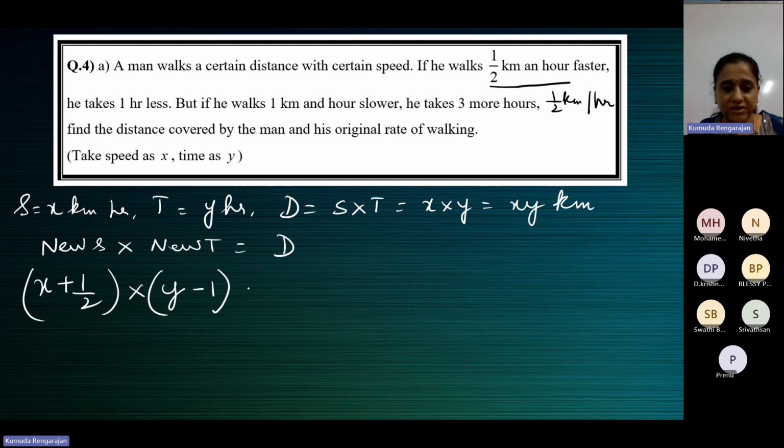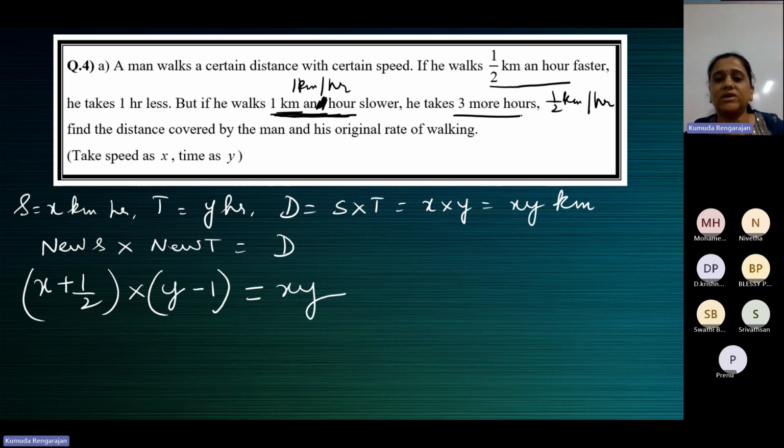Because 1 hour less is equal to distance, same xy. This is the first equation. Second equation: if he walks 1 kilometer an hour slower, so again, distance is given with respect to time. 1 kilometer an hour means 1 kilometer per hour.